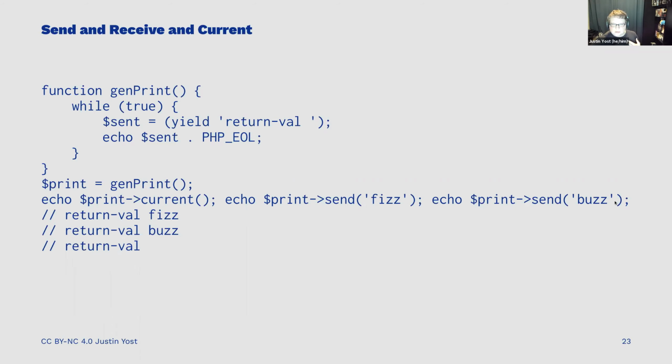Then echo print send buzz, right? That pushes buzz to send, kicks off, tells the generator to keep moving through the code. Echo buzz, PHP end of line, loop back around, while true, yield the return val. So yield our return val and then pause the execution. And same thing like you were asking before, Josh, this function technically could keep going on forever if we wanted to. We're just not calling it anymore, we're just ignoring it.